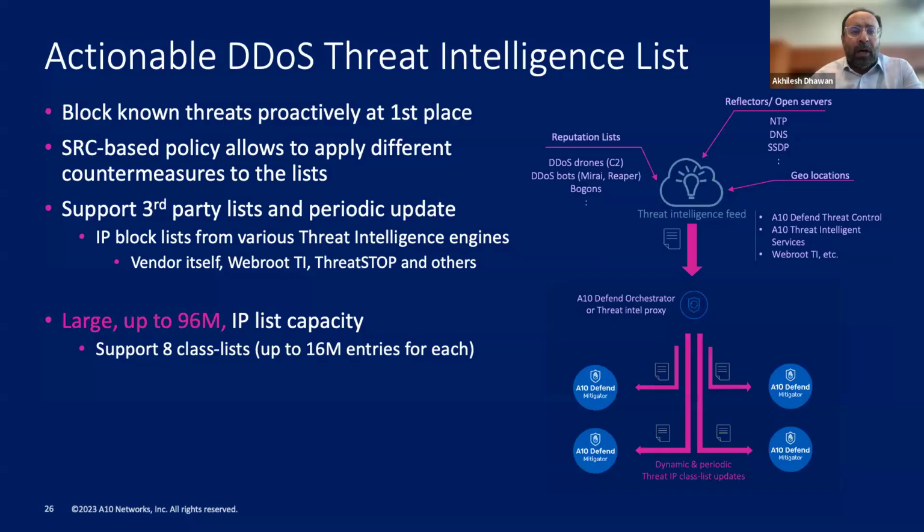So, how to really make this actionable? It should be integrated with your DDoS service. And then it should provide IP addresses or blacklists or block lists from the vendor itself, or there are other third-party vendors that provide these services, like Webroot or ThreatStop and so on. So a lot of our customers have multiple threat intelligence engines feeding data into their security solutions to proactively do some of these things.